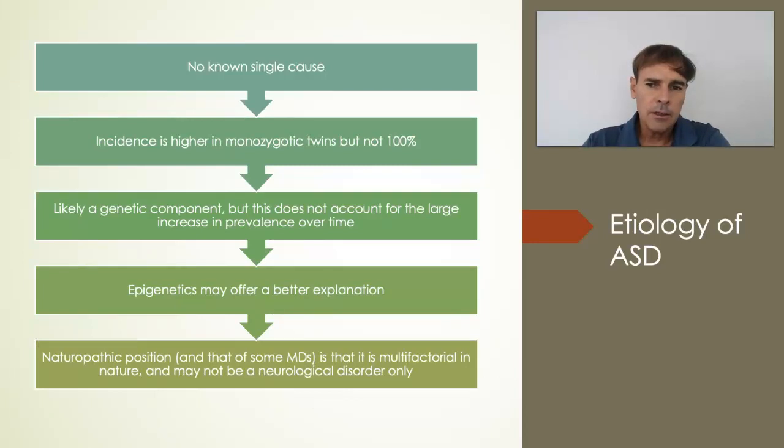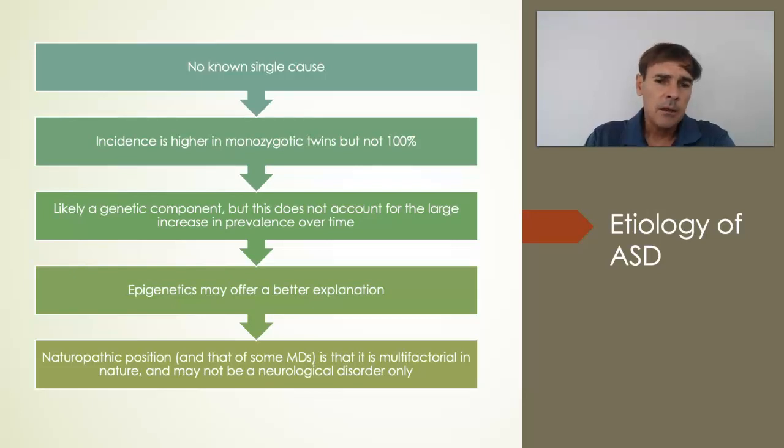So looking at the etiology, what causes autism? There is no known single cause. There are probably a multifactorial range of causes. Another example of that: the incidence is higher in monozygotic or identical twins, but it's seldom 100%. So if it was purely a genetic disorder, we would expect identical twins to both carry the condition, and this is often not the case.